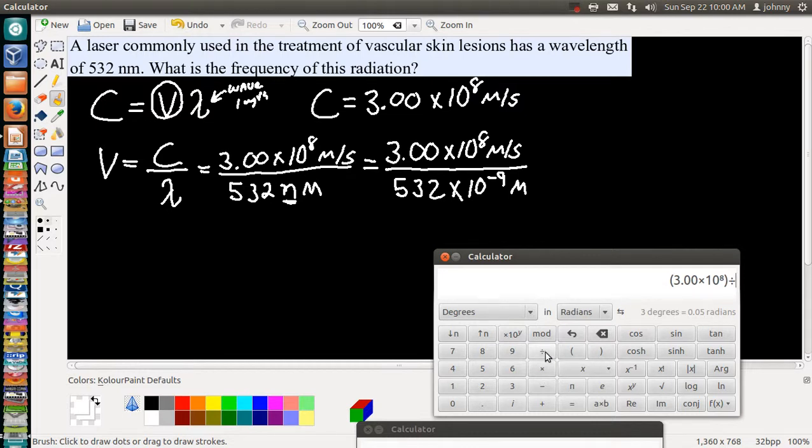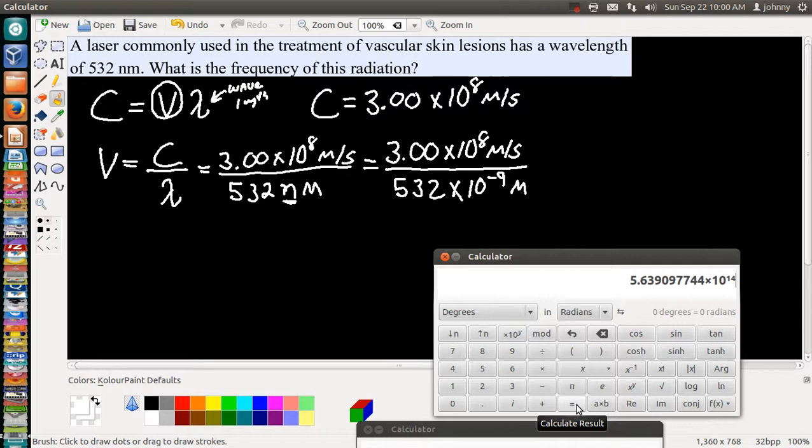Divided by parentheses 532 times 10 to the negative 9. And then I'm going to close my parentheses. Okay, so I'm going to hit equals. Now, this is my answer. I get 5.639097744 times 10 to the 14th.